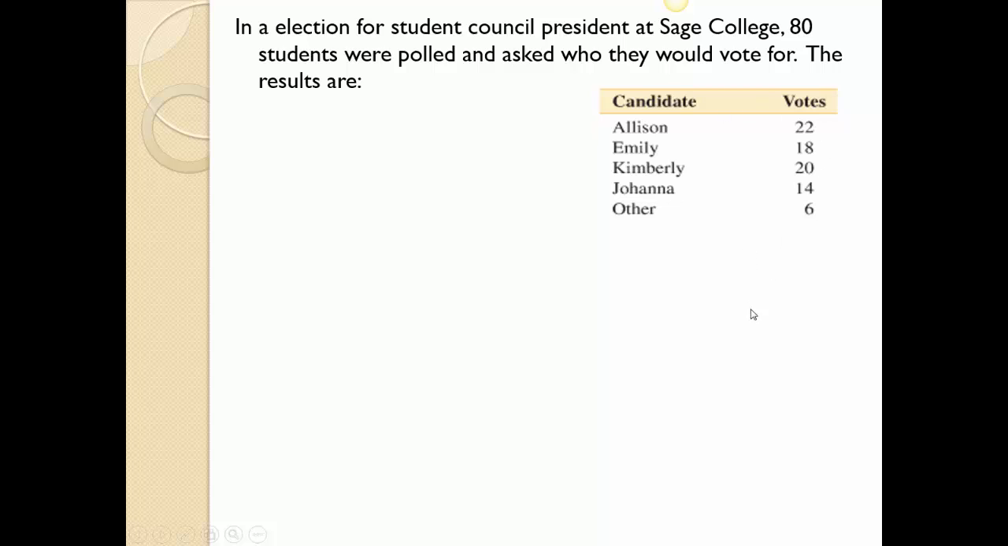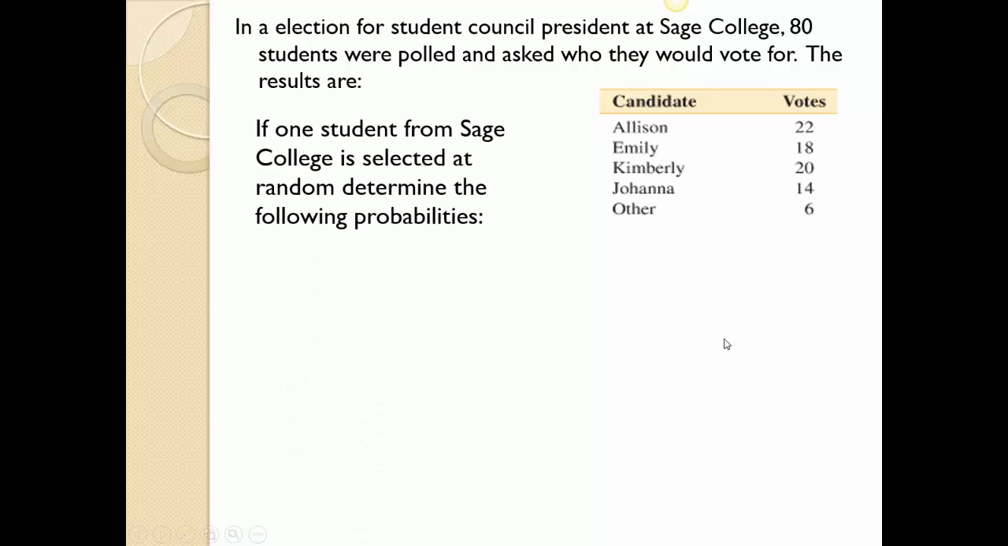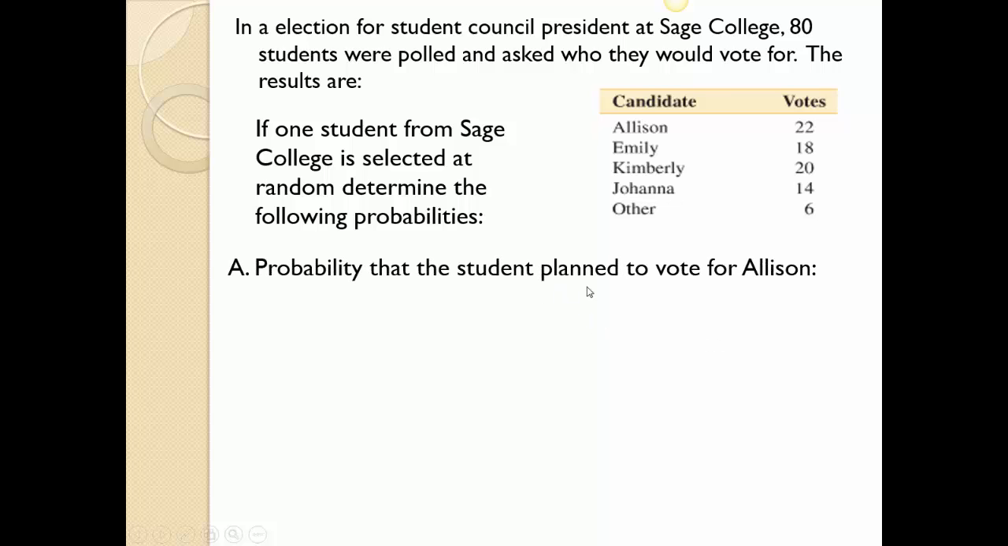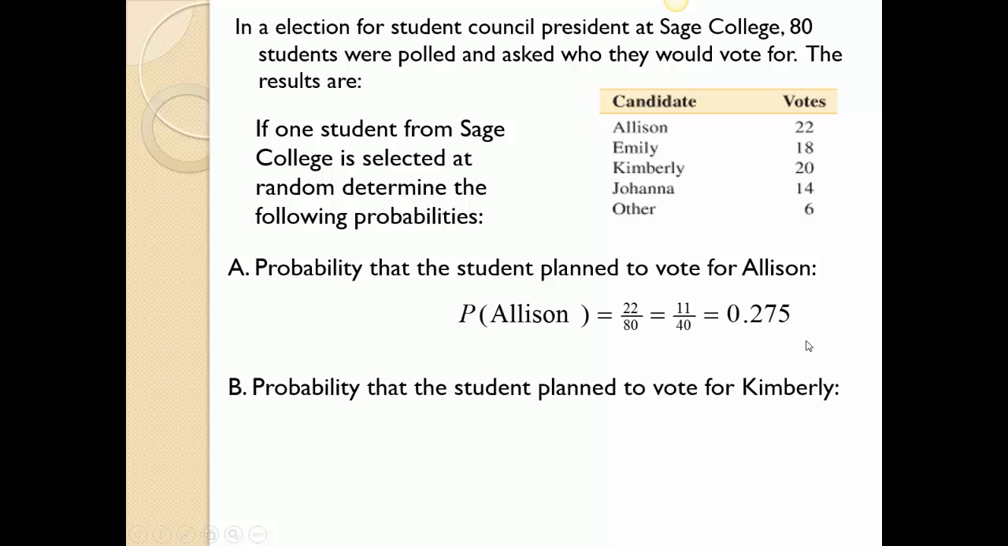So let's try one here. So here's a little table. There's a student council president election at Sage College. 80 students were polled and asked who they would vote for, and here are the results. If we pick one student at random from this college, determine the probabilities. What's the probability the student planned to vote for Allison? So 22 students said Allison, so it's going to be 22 over 80, or 11 over 40, or 0.275, or 27.5%. What's the probability the student planned to vote for Kimberly? So 20 people said they'd vote for Kimberly, so 20 over 80, 1/4, 0.25, or 25%.